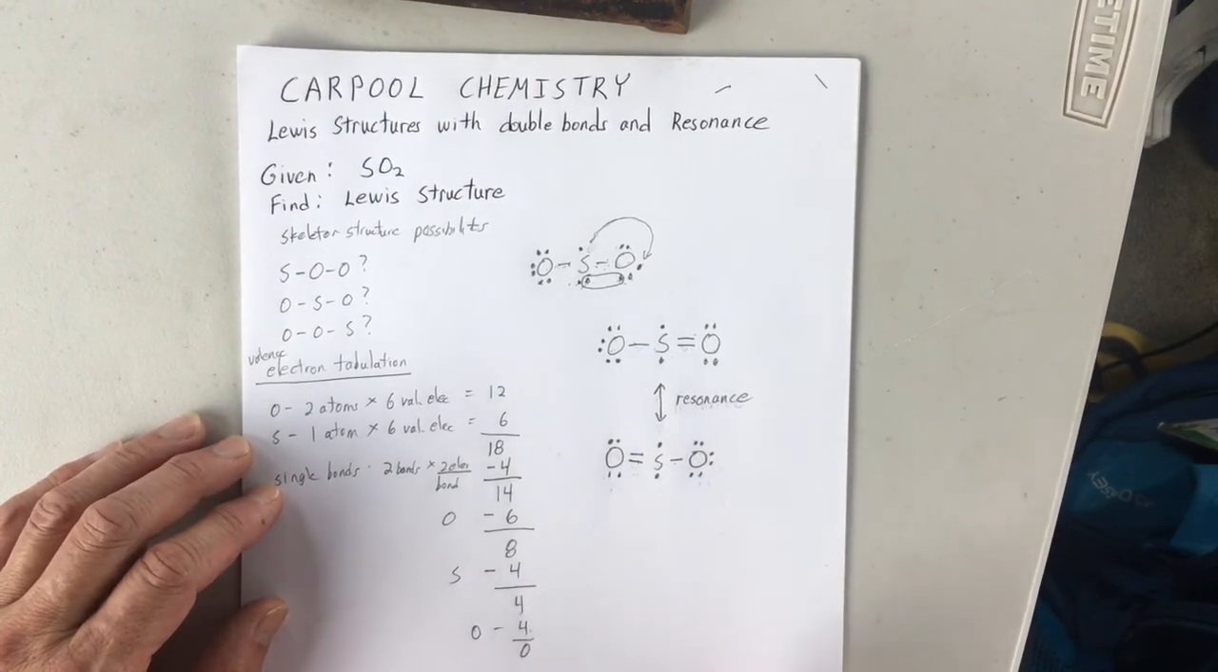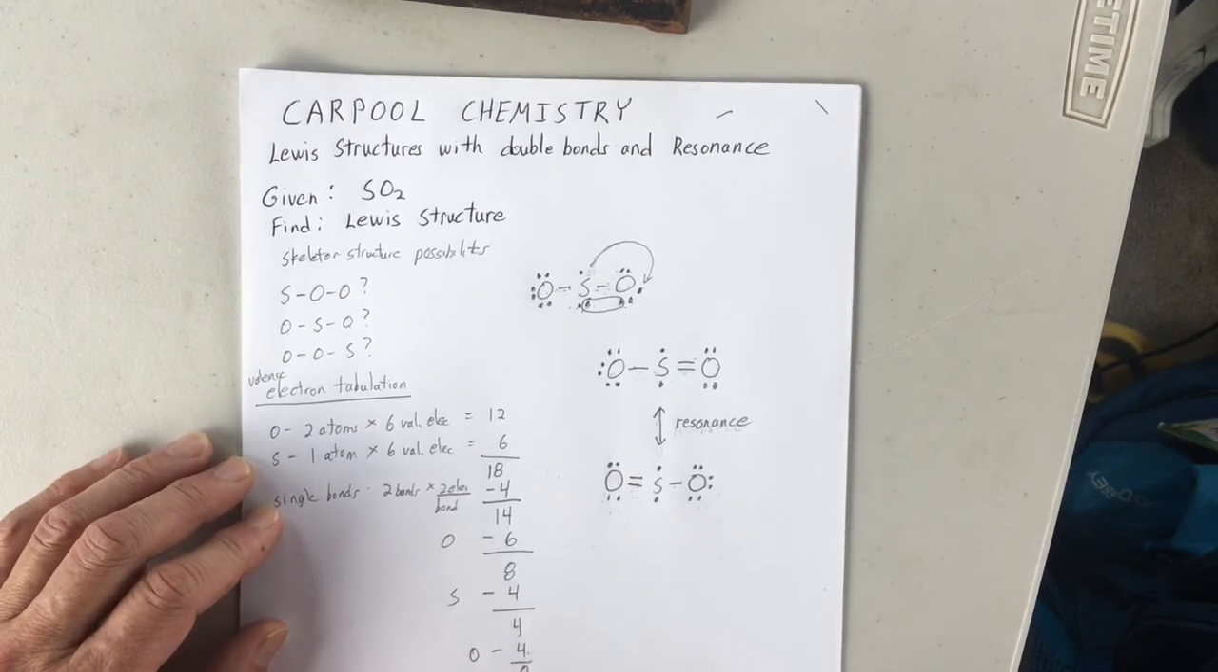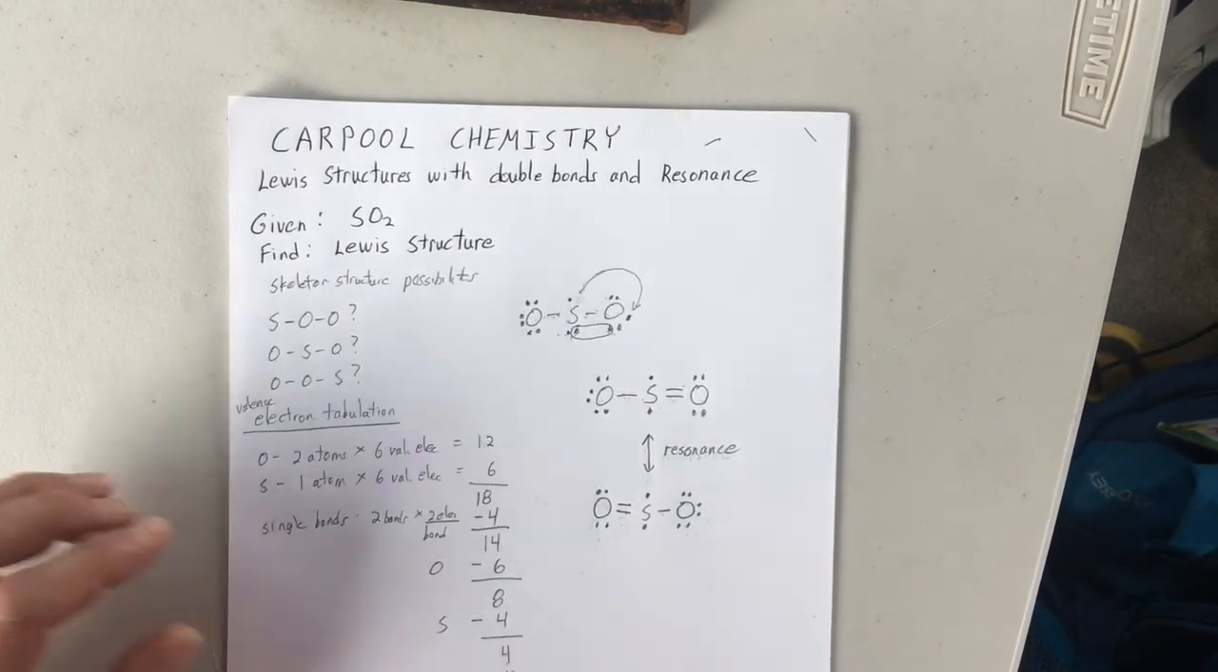So that's how you draw Lewis structures with double bonds and resonance structures.